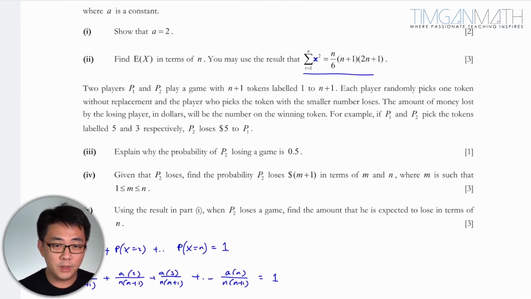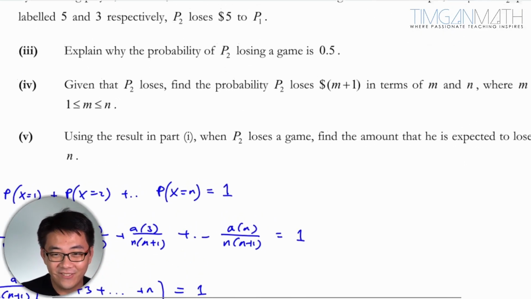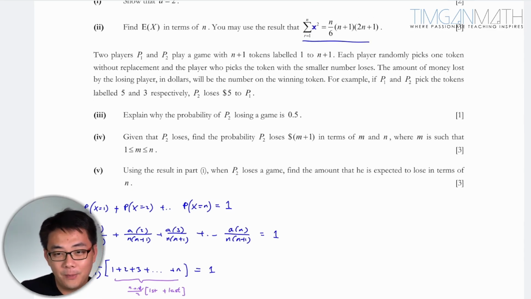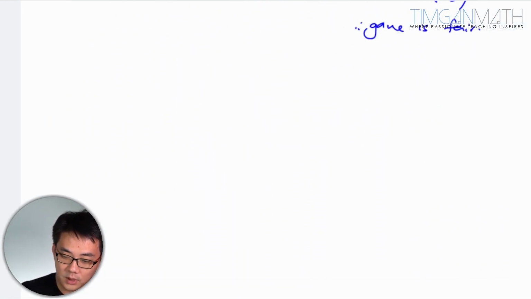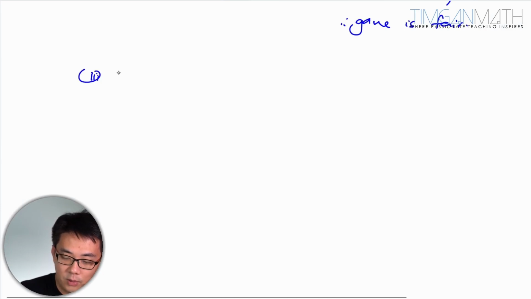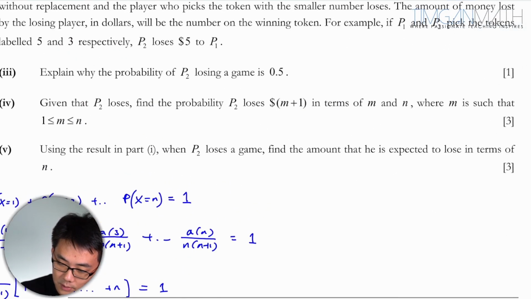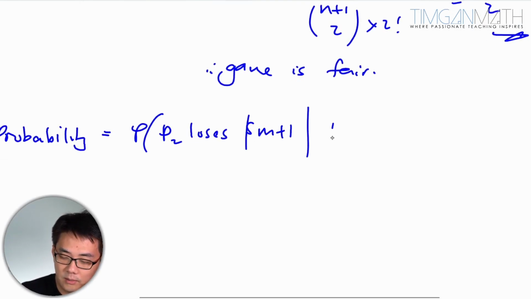Let's look at part 4. Given that P2 loses, find the probability that P2 loses m plus 1 in terms of m and n. Let's see how we can do this. Given that he lost, the required probability is that P2 loses m plus 1, given that P2 loses.